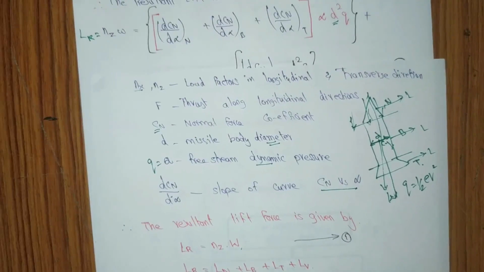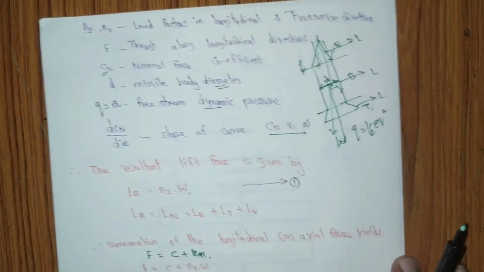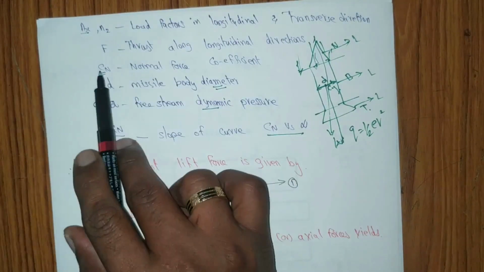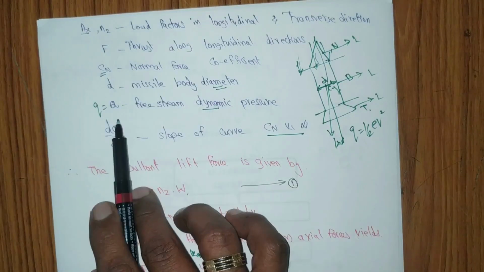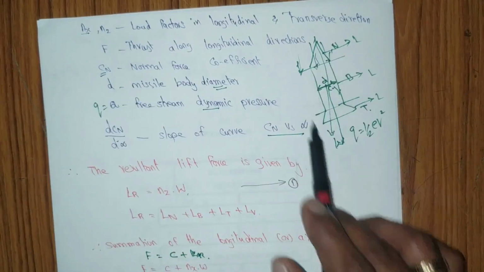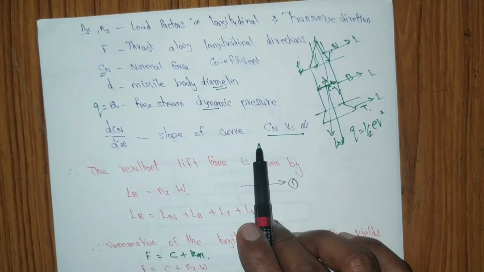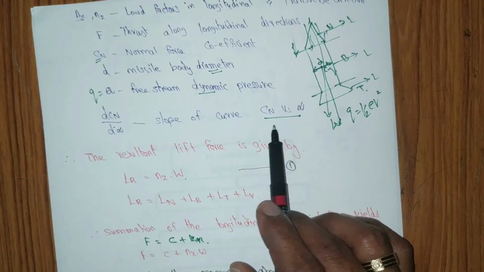Nx and Nz are the load factors in the longitudinal and transverse directions. F is the thrust along the longitudinal direction. Cn is the normal force coefficient. D is the missile body diameter. Q is the free stream dynamic pressure over the missile. dCn by d alpha is the slope of the curve plotted between Cn and alpha, similar to the CL versus alpha curve for an airfoil.